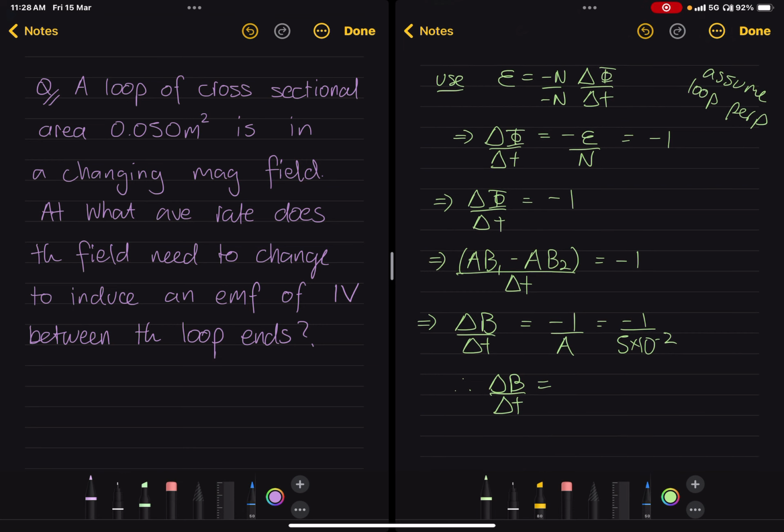So del B del T, it essentially makes sense. So del B del T ends up being minus 20, and this is Teslas per second. So this is going to be the rate of change of the field. And this is the answer to this question.